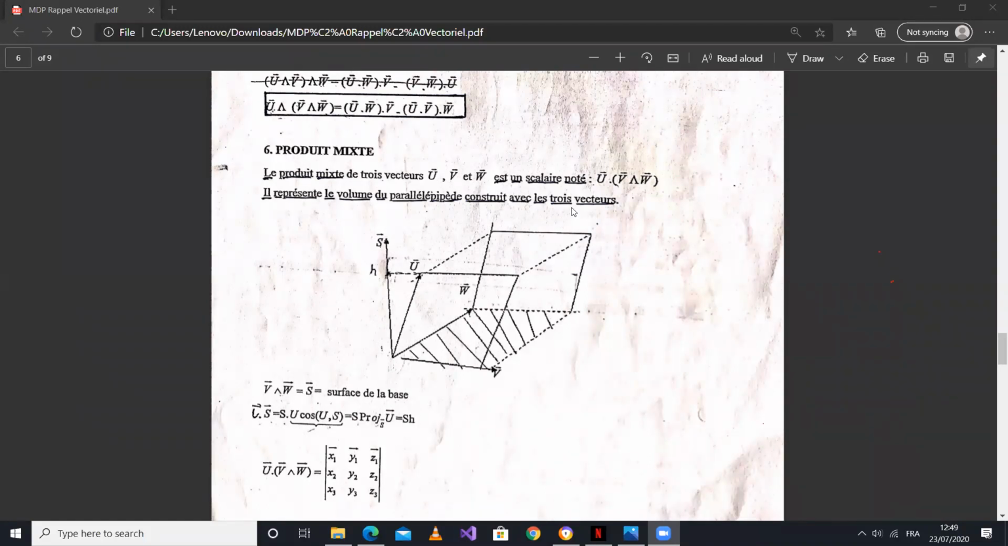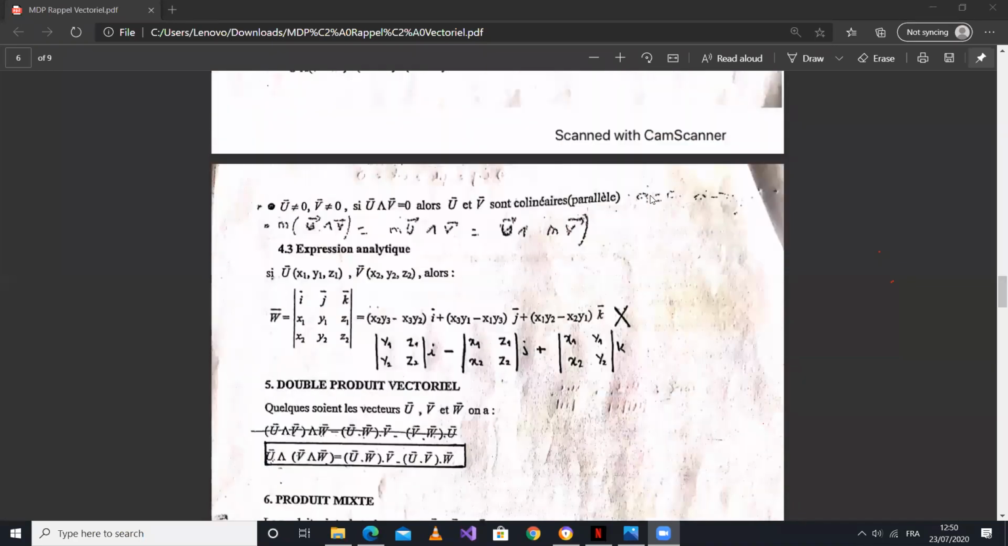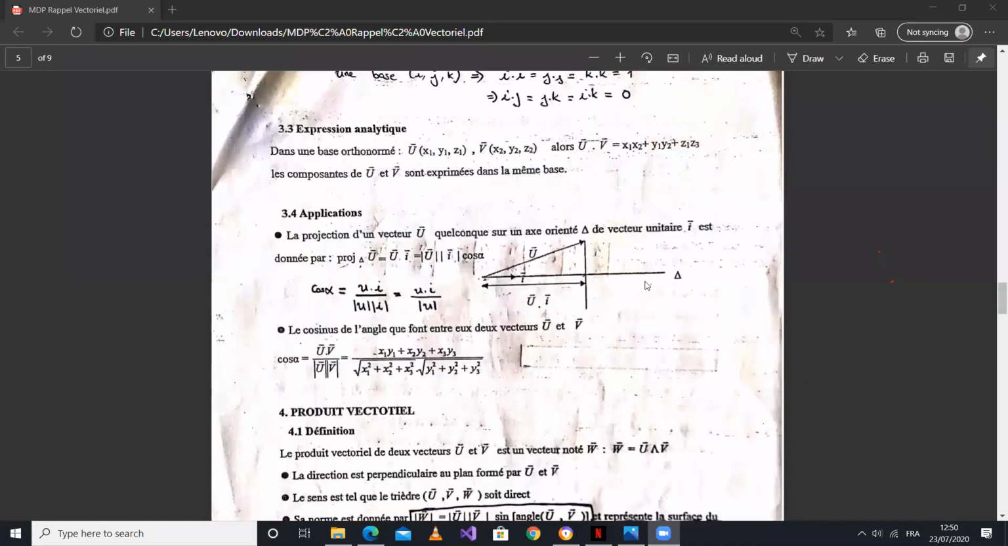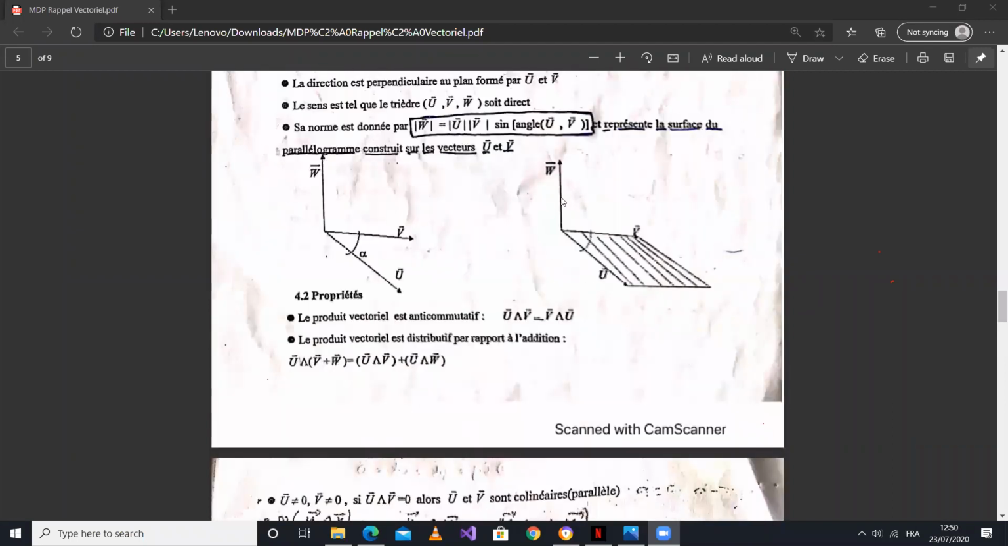Okay, lovely. Then they're telling us here, the product mixed, what does it represent? So the product mixed, you have three vectors. In this case, we have U, V, and W. So we saw from the product vectorial that the product vectorial is going to give us the area of the plane formed by the two vectors. You guys remember that, not so? Here, we said the product vectorial is going to give us the area of this plane formed there, okay?